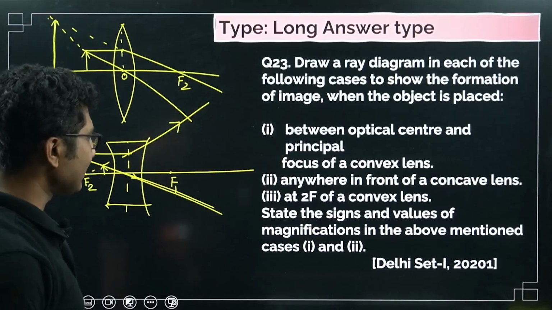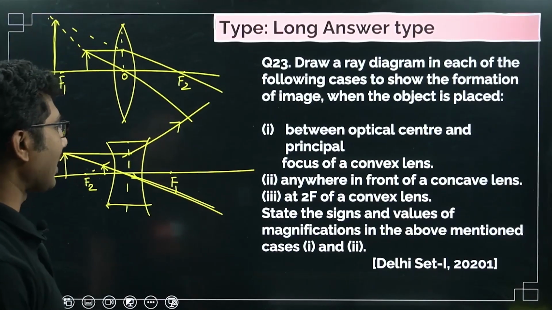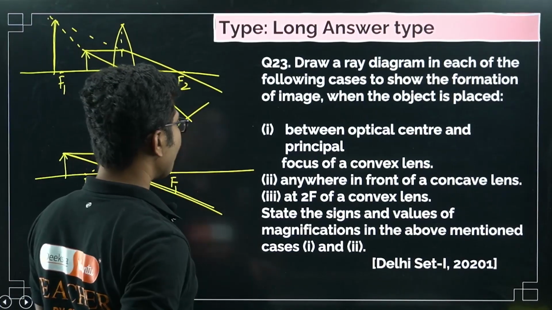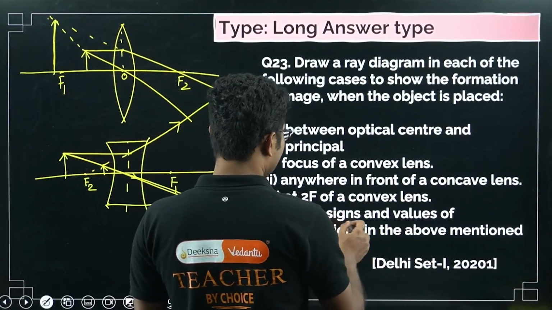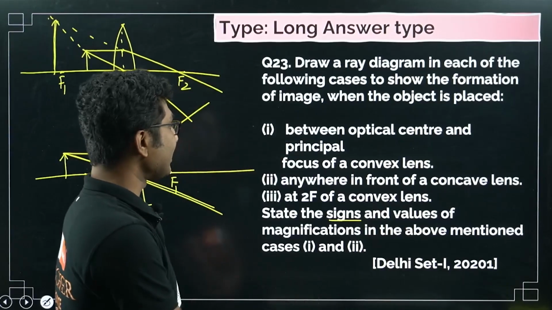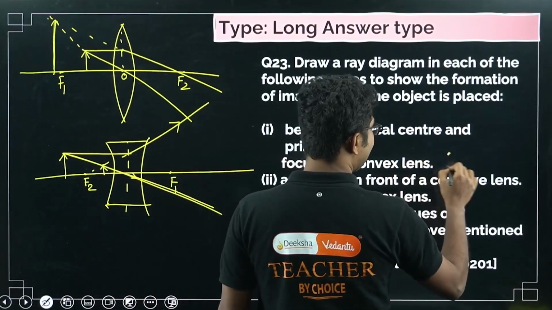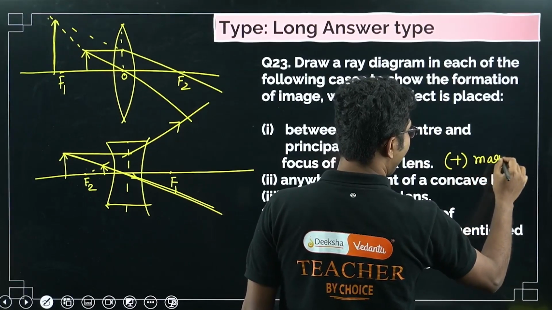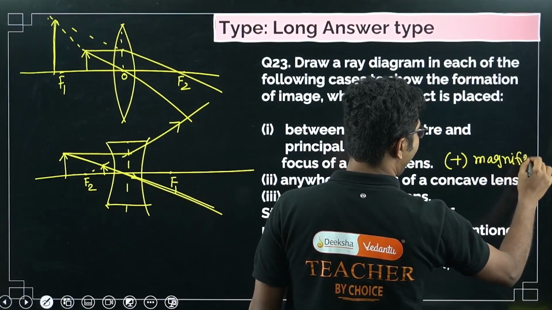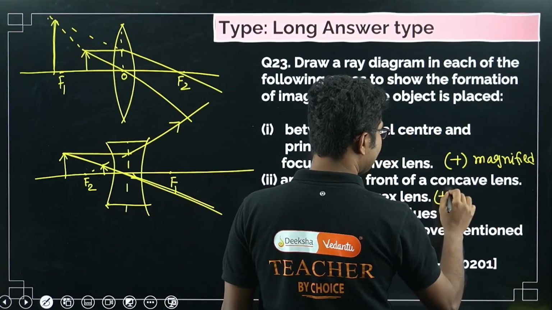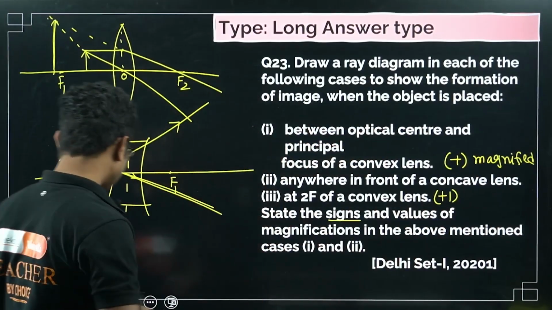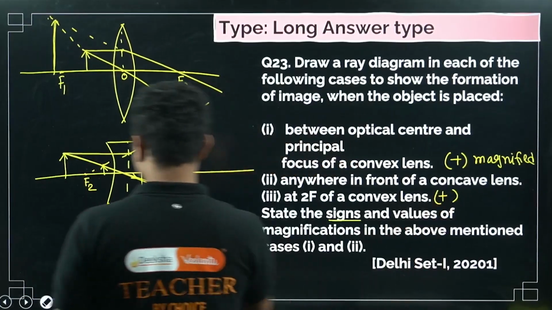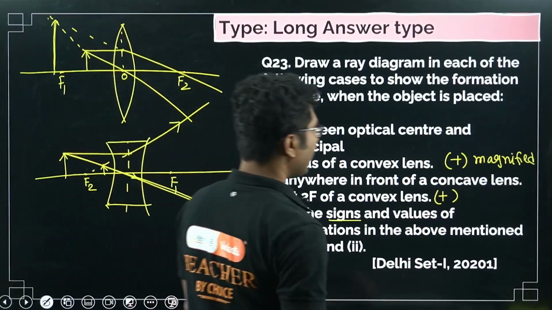And the third case, the object at 2f of a convex lens. State the signs and values of the magnification in the above mentioned cases 1 and 2. So what are the signs and values of magnification? Sign is plus here, and it is magnified. Here also the sign is plus. Plus means erect. So plus, and it is not magnified, it is diminished.